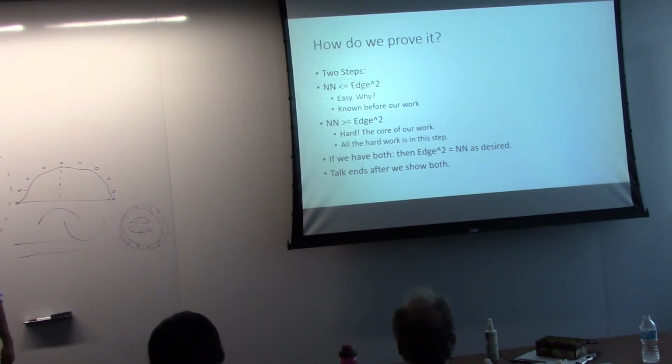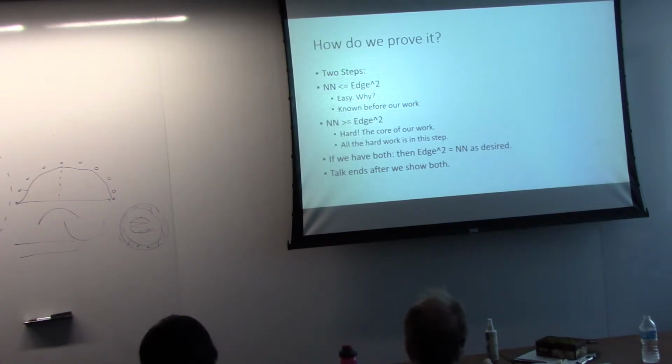Now, I claim that this side is easy. In fact, it's not hard to show that the edge squared metric is greater than or equal to the nearest neighbor metric. My question for all of you is, why might this be? You can take wild stabs at it. But why might this be easy? And if you understand this part, you'll sort of understand why we even suspect it.